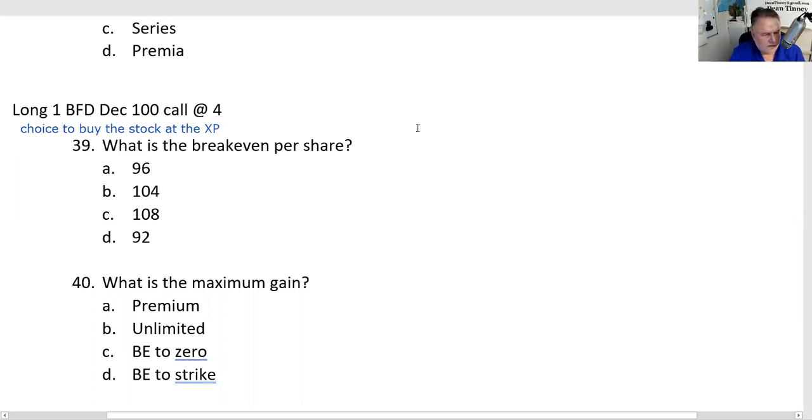And the break even in call contracts is strike price plus premium. Strike price plus premium. So the answer here is 104, 39B. What is the maximum gain? Well, when you're long a call, your maximum gain is unlimited. So the answer to number 40 is B, unlimited.